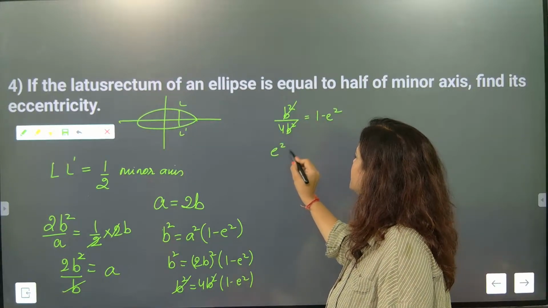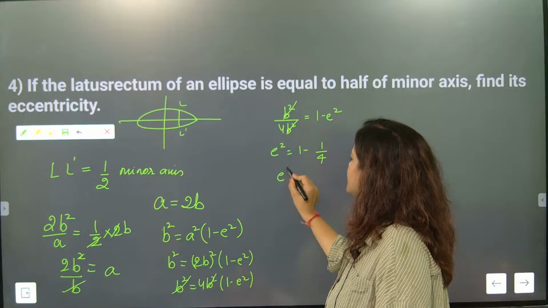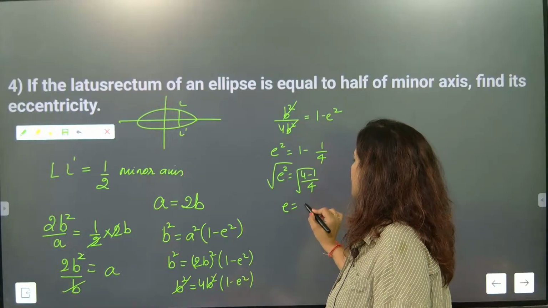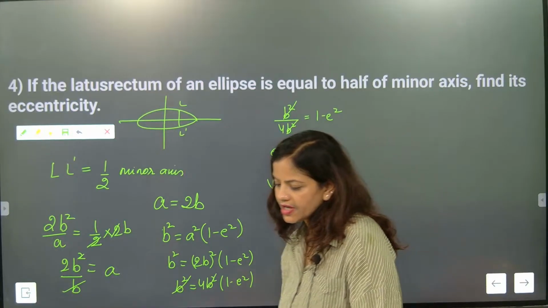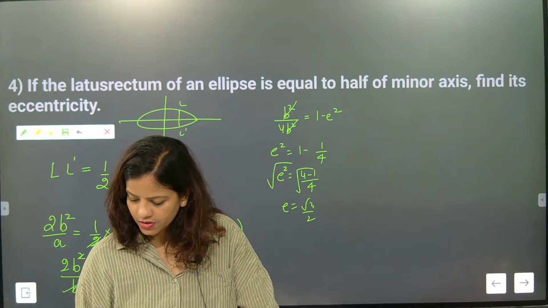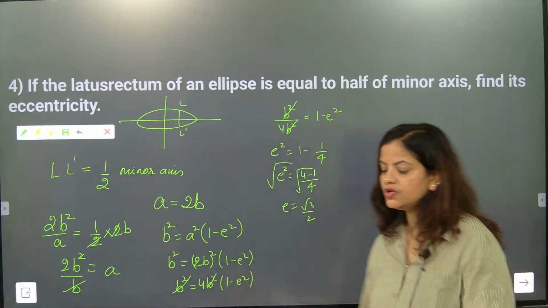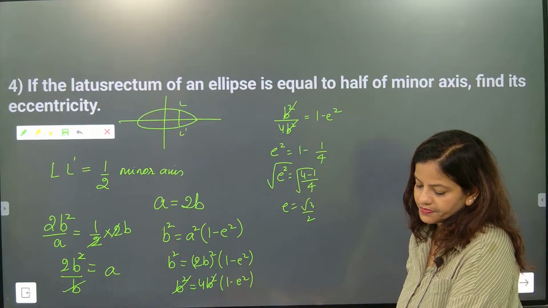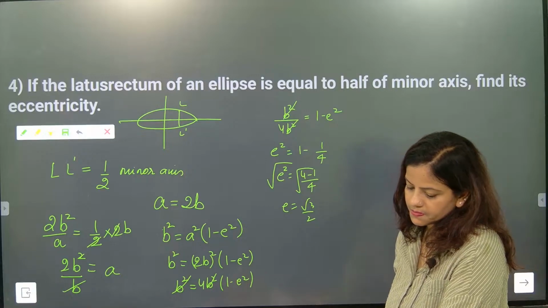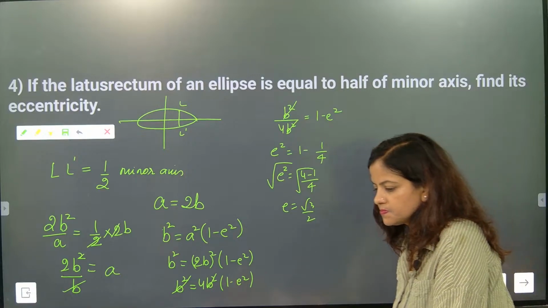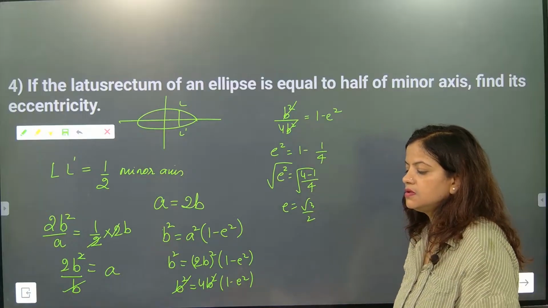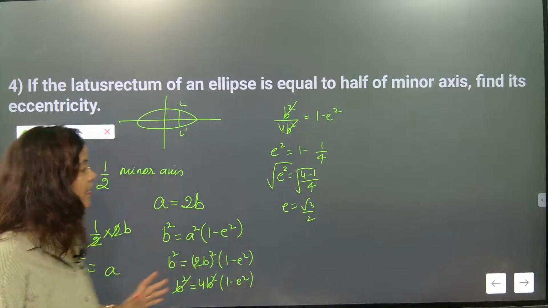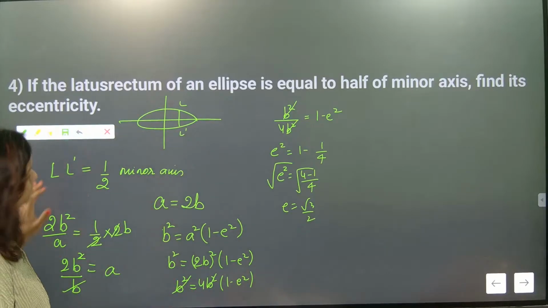So eccentricity square is equal to 1 minus 1 by 4, so e square is equal to 3 by 4. So eccentricity is coming as root 3 by 2. Eccentricity is coming as root 3 by 2. So this is the way to find the eccentricity. I hope you got this question. There's a way to solve it, and we are exactly getting it. Eccentricity value is coming as root 3 by 2. I hope you have understood this one.